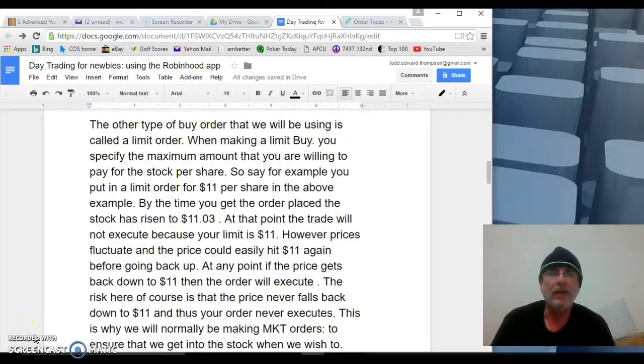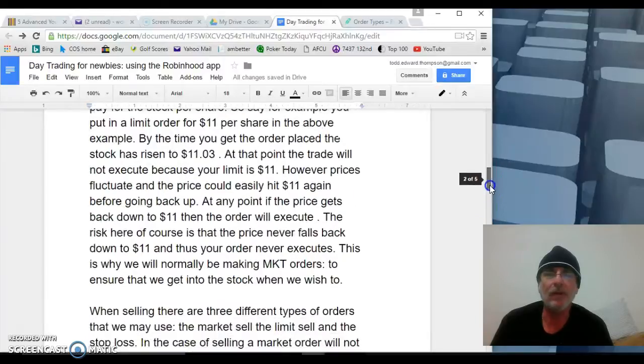The other type of buy order that we will be using, not as often, but we will be using it, is called a limit order. When making a limit buy, you specify the maximum amount that you're willing to pay for the stock per share. So in the above example, say you put in a limit order for $11 per share. By the time you get the order placed, the stock has risen to $11.03. At that point, the trade will not execute because your limit is $11 and the price is too high. However, prices fluctuate, and the price could easily hit $11 again before going back up. So if at any point the price gets back down to $11, then the order will execute.